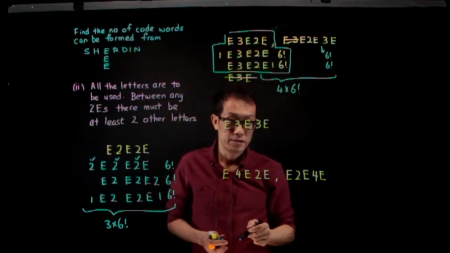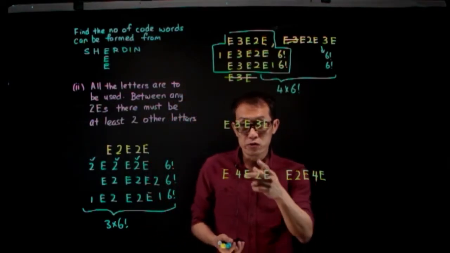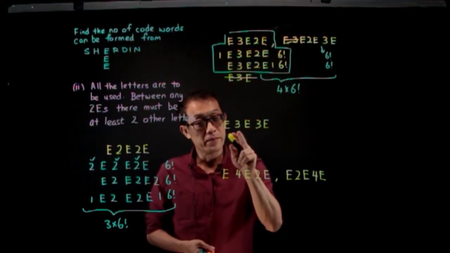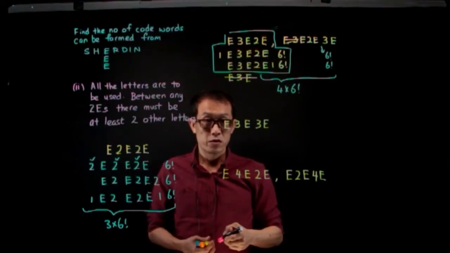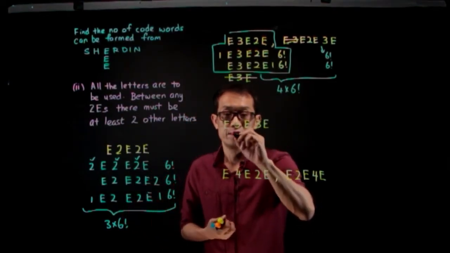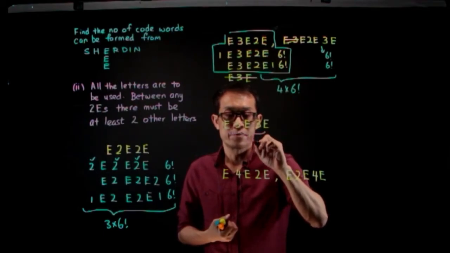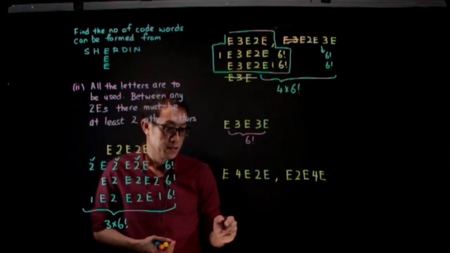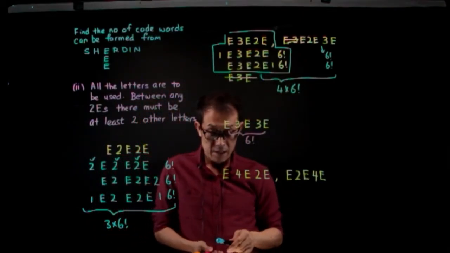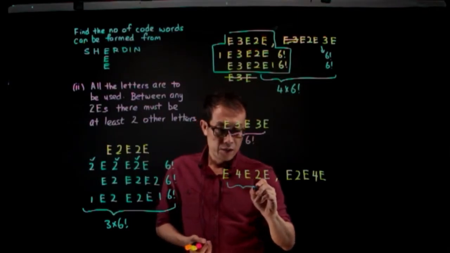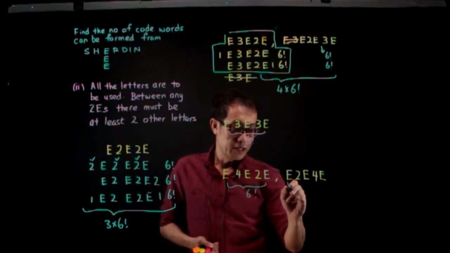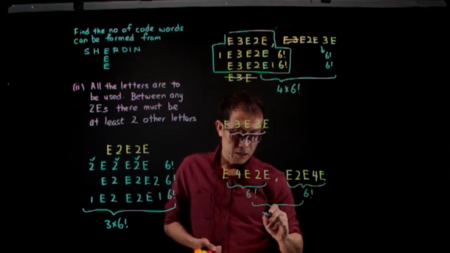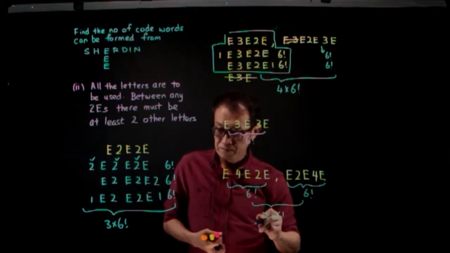How about this option? Now this one you have no choice, there's only one option. Alright, 3 alphabets in between. So this one you will have 6 factorial. How about this? Over here, you have 6 factorial, and here you have 6 factorial. So all in all, this will be 2 times 6 factorial.